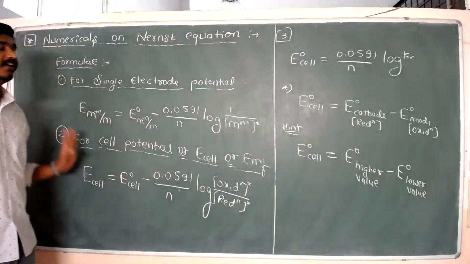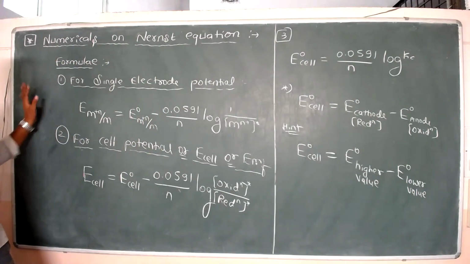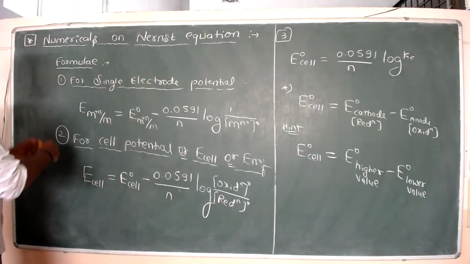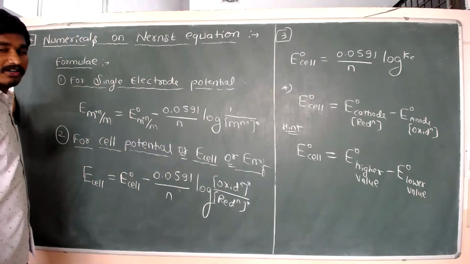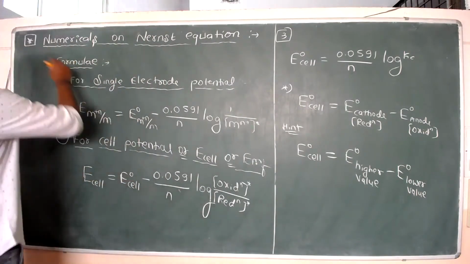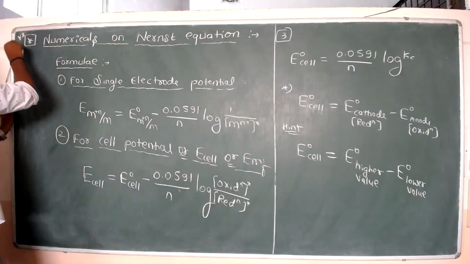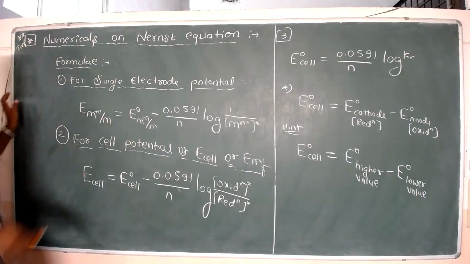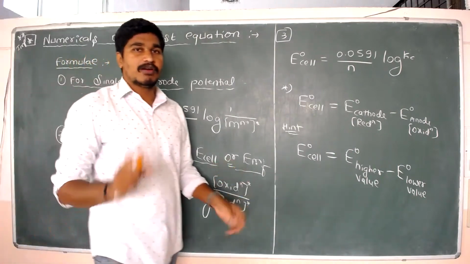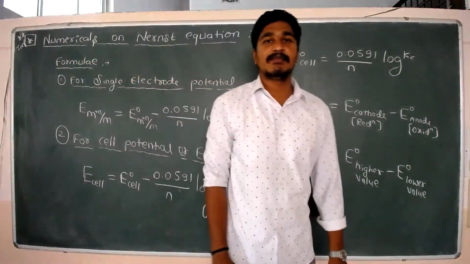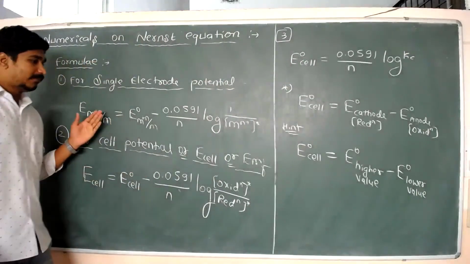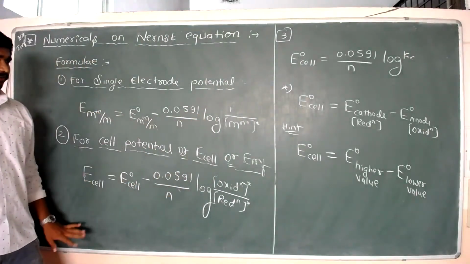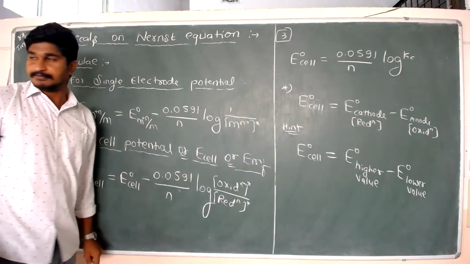These formulas are very helpful for solving the numericals on the Nernst equation. Remember, one numerical is fixed for your theory examination for 3 marks or sometimes 4 marks. It is very, very important. One fixed question is there on the Nernst equation, numericals on the Nernst equation. Those can be solved very easily by using these formulas. Clear?